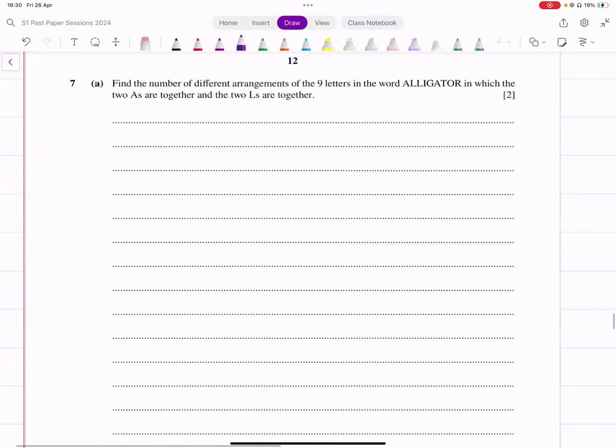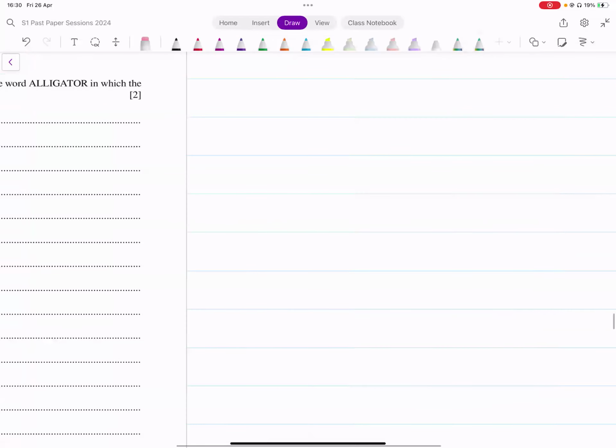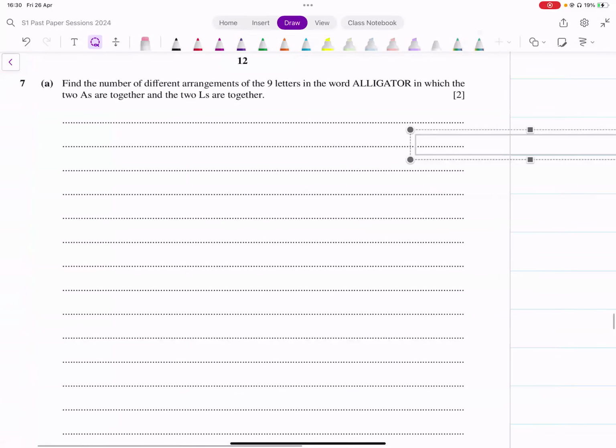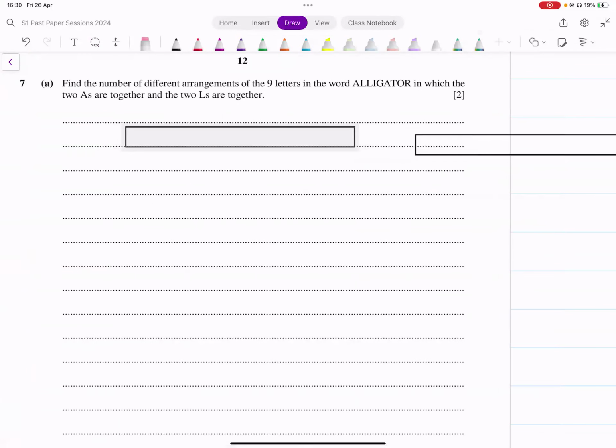Find the number of different arrangements of the 9 letters in the word alligator in which the 2 A's are together and the 2 L's are together. Okay, so when we want to keep some letters or some objects together, what do we do for that? We put them in a single box. So we can think of that box's representation. Make some boxes like this. How many letters do we have? We've got 9 letters. So we would have 9 boxes for them in total. So let's say we can place those letters in these 9 boxes.